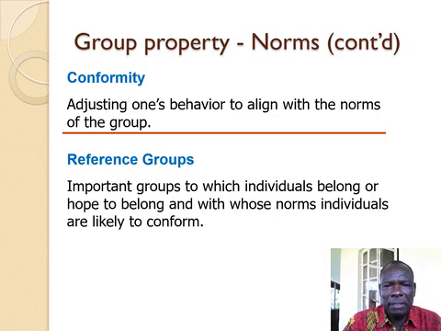And there's also what we call reference groups. These are important groups to which individuals belong or hope to belong, and with whose norms individuals are likely to conform. Reference groups. People sometimes want to associate with successful people. People want to associate with people they admire. People want to associate with people who are like role models. So reference groups are groups to which individuals belong or hope to belong, and with whose norms they are likely to conform.